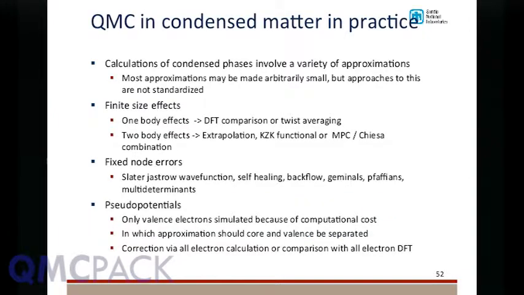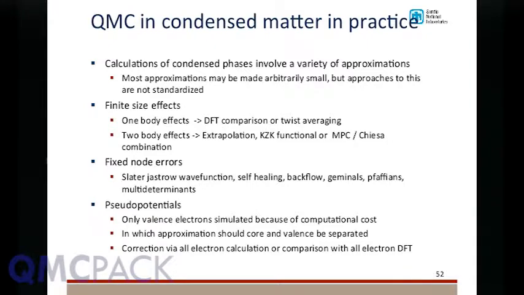In practice, as we've seen, there are a variety of approximations that you're going to be making whenever you do a calculation in a solid that you wouldn't have if you were going to do a calculation of a molecule. Most of them can be made arbitrarily small, but they're not standardized.